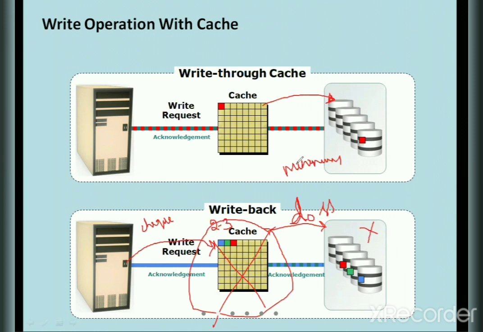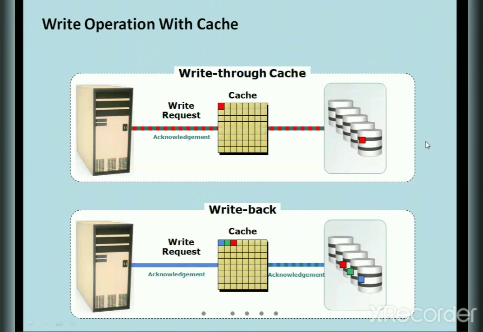But when I compare performance, the write through cache has less performance because it takes more time, but here the performance is more, because it is processing at a much faster rate and you do not have any sort of delays.